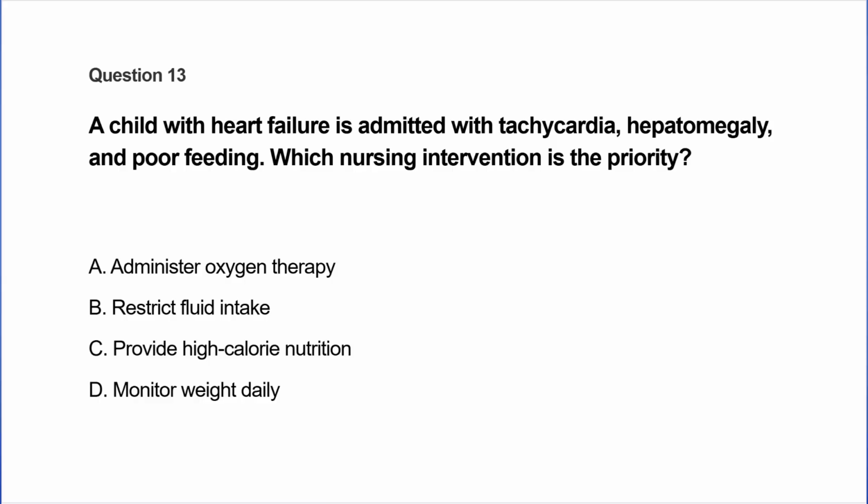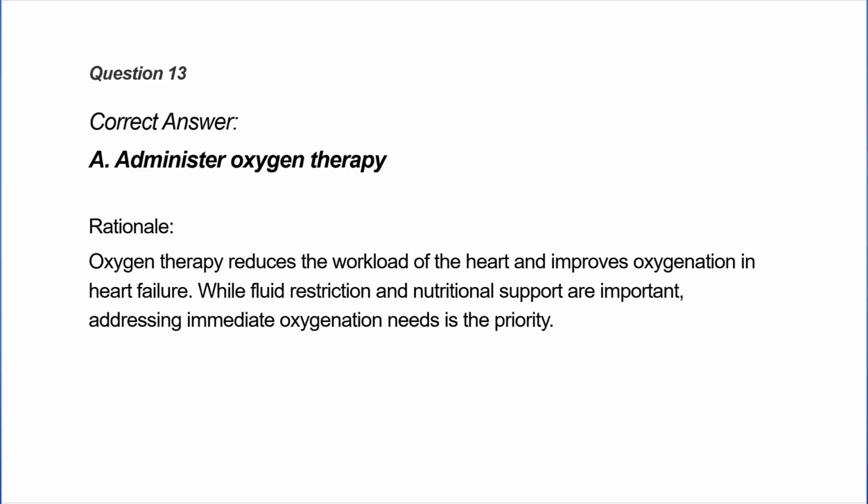Question 13. A child with heart failure is admitted with tachycardia, hepatomegaly, and poor feeding. Which nursing intervention is the priority? A. Administer oxygen therapy. B. Restrict fluid intake. C. Provide high-calorie nutrition. D. Monitor weight daily. Answer: A.